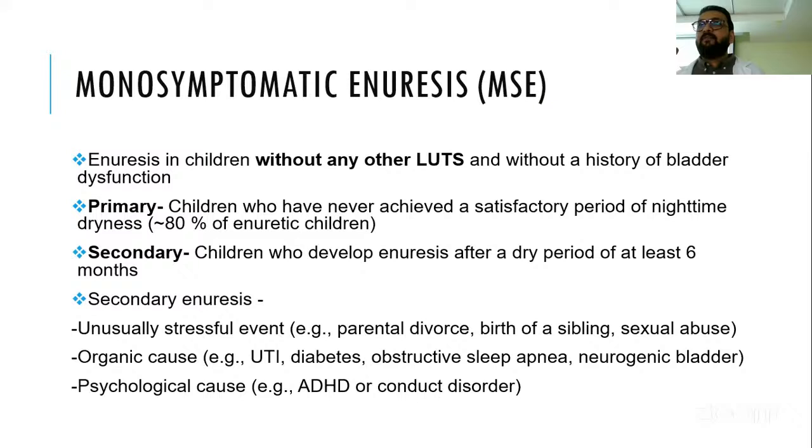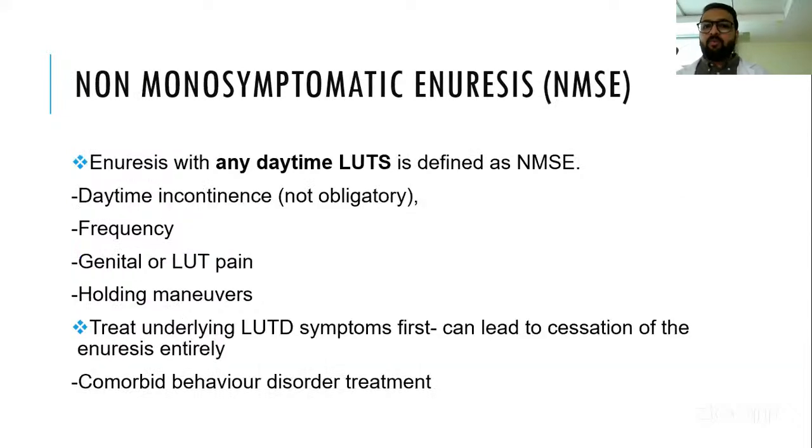Then monosymptomatic, if the enuresis is without any LUTS and without bladder dysfunction, it can be primary or secondary. In primary, the child has never achieved a period of dryness, and in secondary, there was a dry period of at least 6 months. The secondary enuresis can be due to some stressful events like divorce, birth of siblings, sexual abuse, organic cause, or a psychological cause. Then non-monosymptomatic enuresis, if there is any daytime LUTS with enuresis, it can be daytime incontinence, frequency, lower urinary tract pain, holding maneuvers. So we treat the underlying dysfunction first.